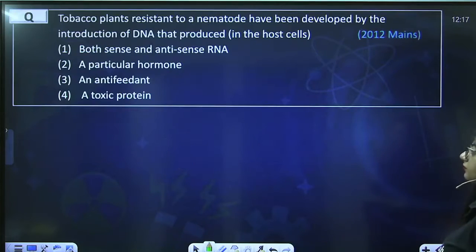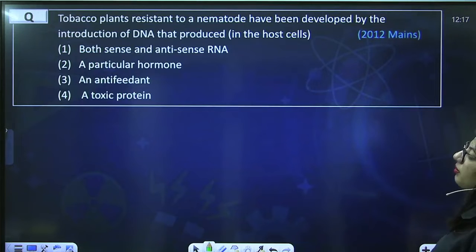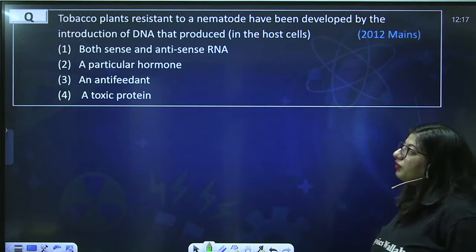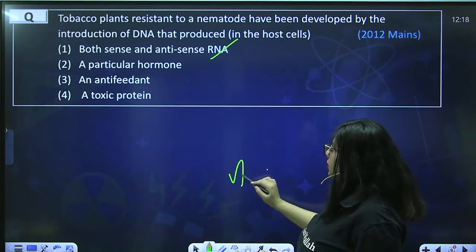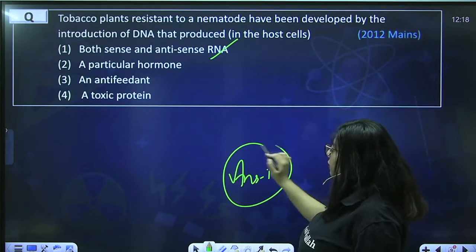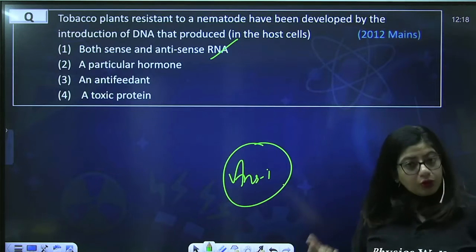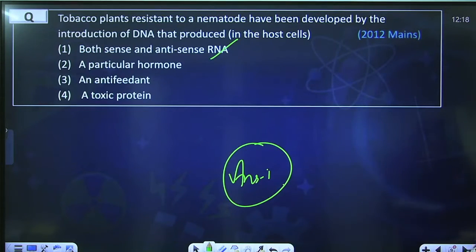Next. Tobacco plants resistant to a nematode have been developed by introduction of DNA that produced both sense and antisense RNA, particular hormone, and antifeedant, a toxic protein. Simple. Our transgenic plant produces both sense and antisense strand. We have added a nematode-specific gene which will produce both the strands. Both being complementary will join and produce double-stranded RNA.